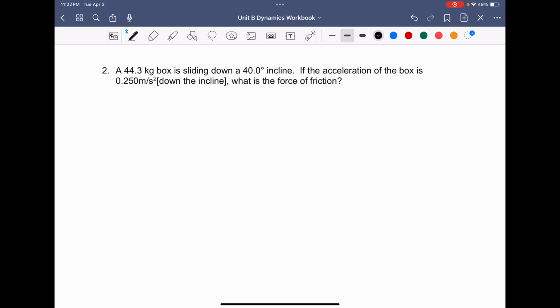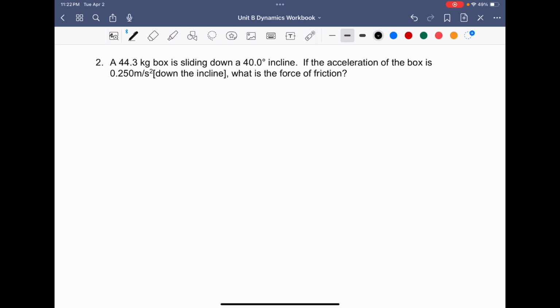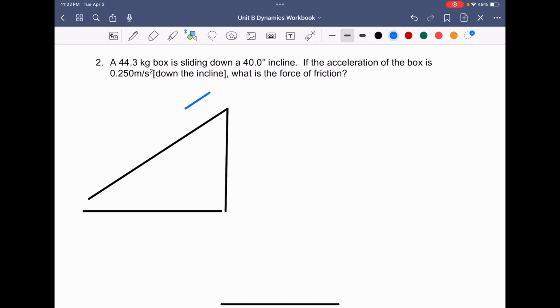Okay, very similar setup here. The only thing that's different is the force of friction, and we're solving for a slightly different variable, the force of friction, rather than the overall force bringing it down the incline. Right away, we want to draw out our big triangle so that we can put in our free body diagram. So I'm going to put together the triangle here where, again, it's sliding down the incline, so I'm going to put the box right at the very top.